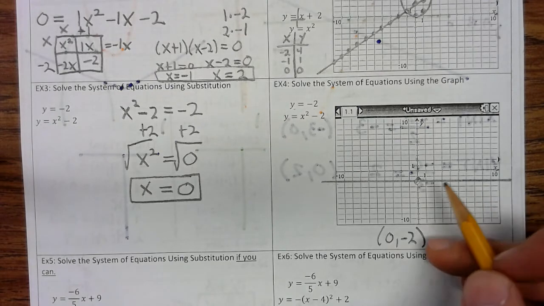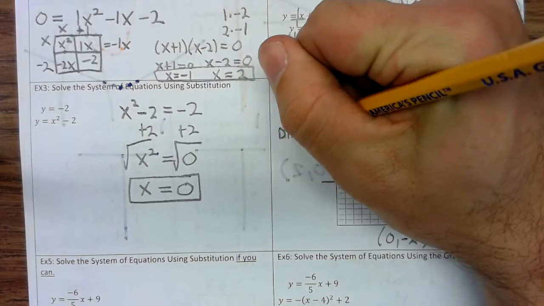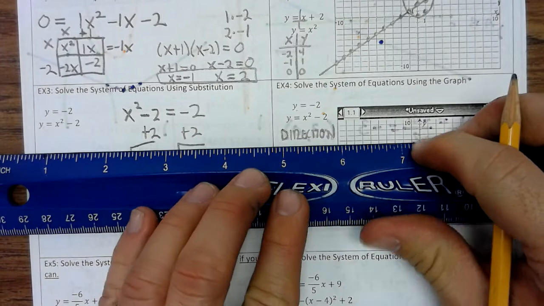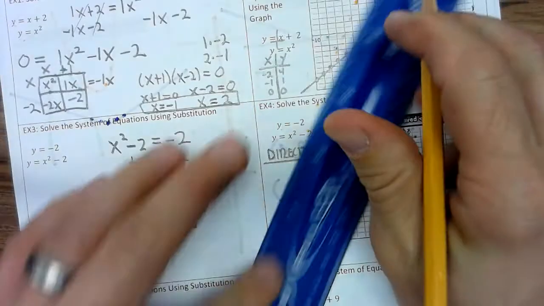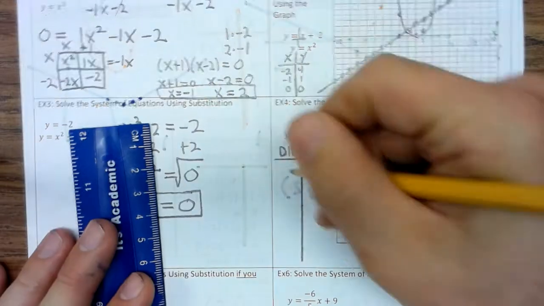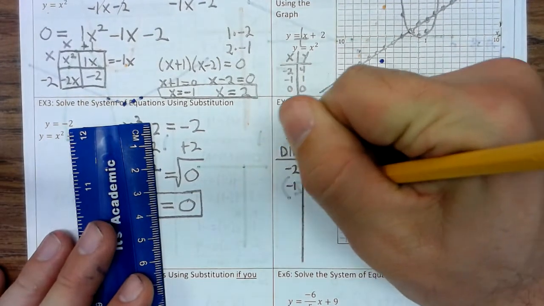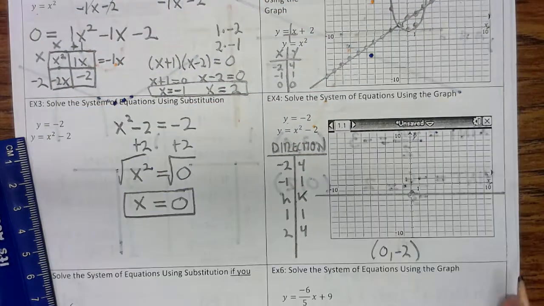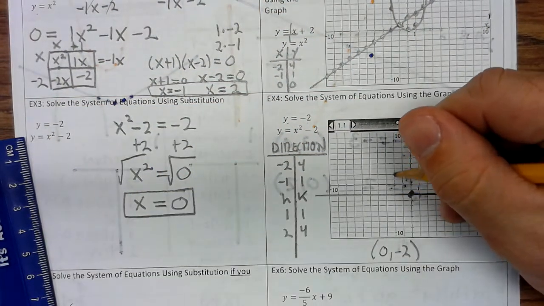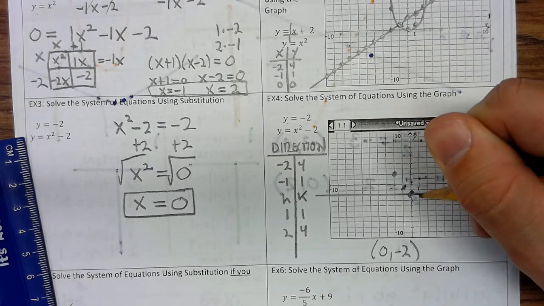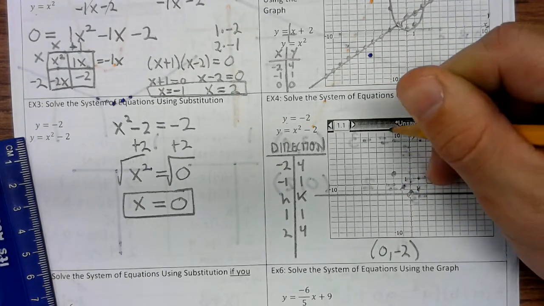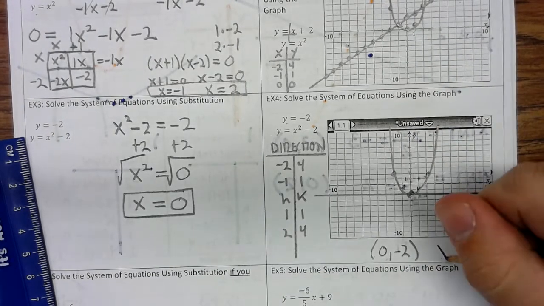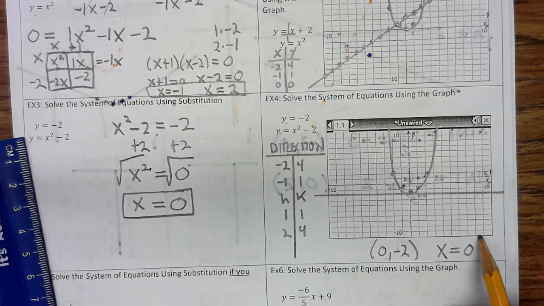And then we graph by direction, which we know is negative 2, 4, negative 1, 1, hk, 1, 2, 4. So left 2, up 4, left 1, up 1, right 1, up 1, right 2, up 4. And you can see here they intersect at one point, and that's 0, negative 2. So your solution is x equals 0.